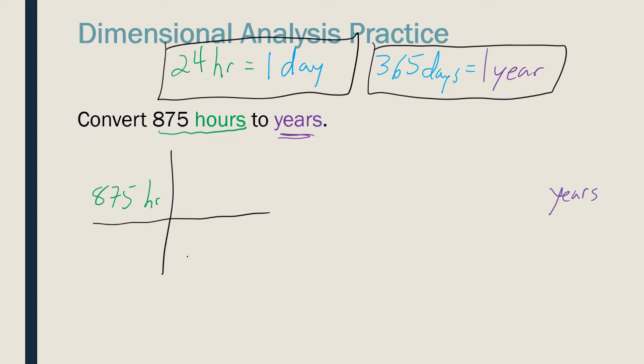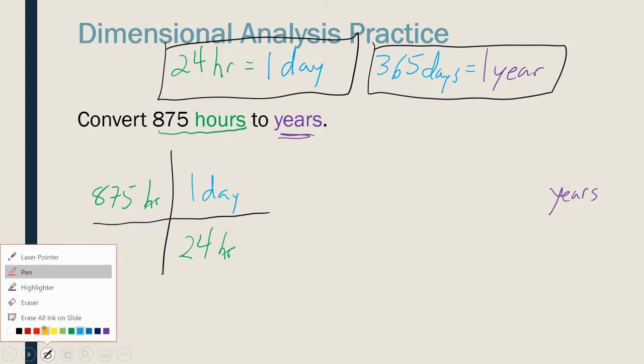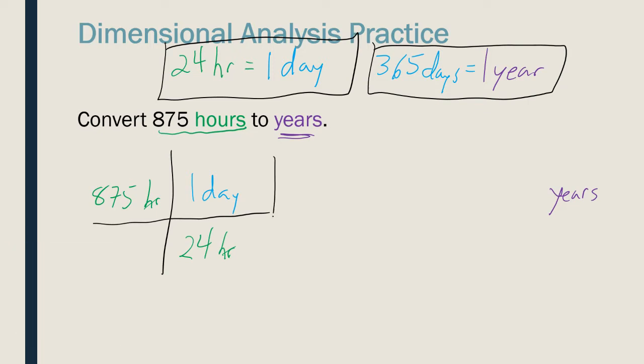So we need something to go here that's going to cancel out hours. And the only green thing in our choices is this 24 hours. So we want to put that in the denominator so that it cancels the hours with what was given. Because we put that down there, the numerator has to get the one day. They go together. If one goes on the bottom, the other one goes on the top. That's one. We're not at years yet, but we did cancel hours.